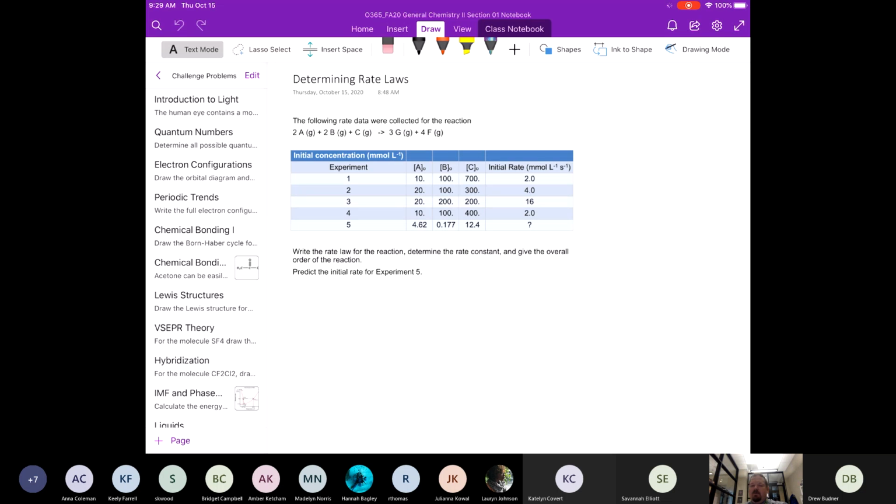Right? So again, like we said last time, we can talk about the rates in terms of each individual reactant. We're going to have something that relates each individual reactant. That's called the order. The sum of them is going to be the overall order. And then we're going to use that information to predict the rate of experiment 5.